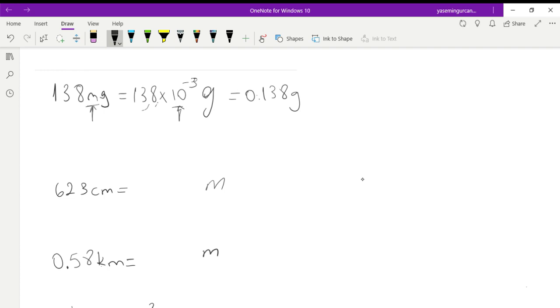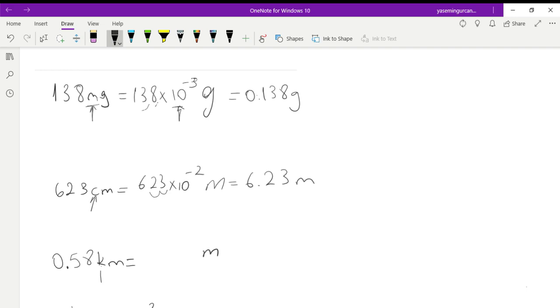If you want to turn centimeter into meter, you need to check the prefix centi in the table, and that corresponds to 10 to the minus 2. So you need to multiply 623 with 10 to the minus 2, meaning that you need to put your decimal point 2 times to the left, which is going to be 1, 2. So this is going to be 6.23 meters.